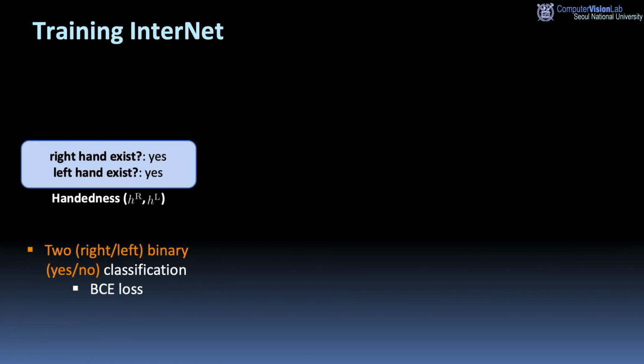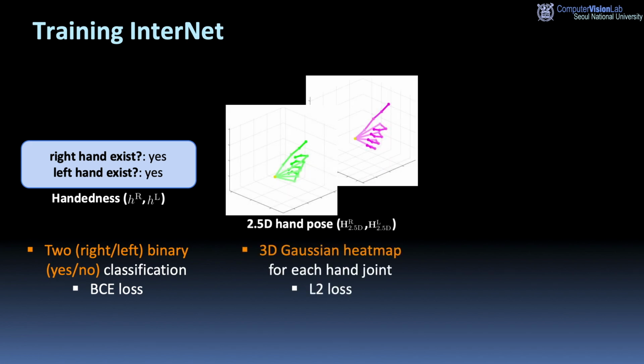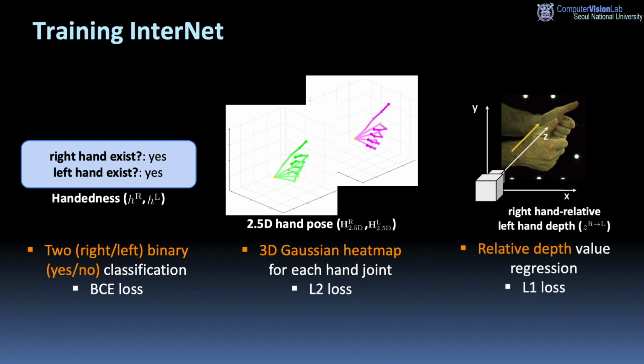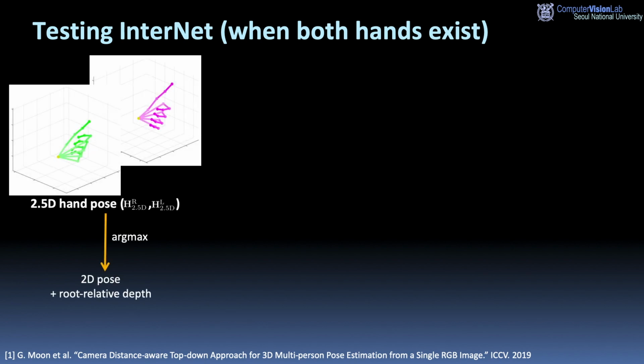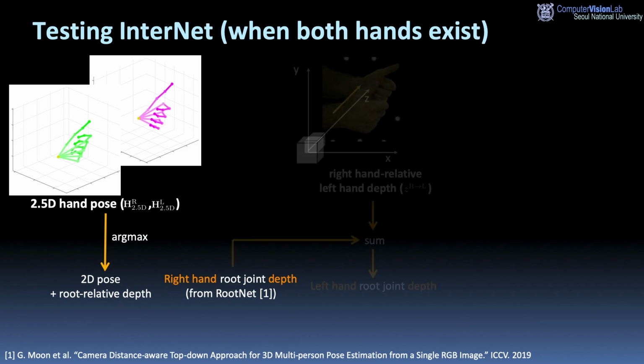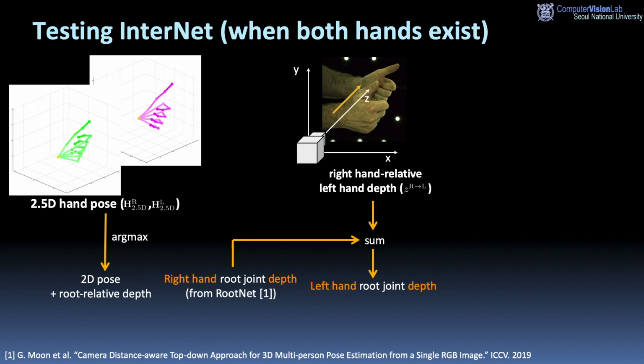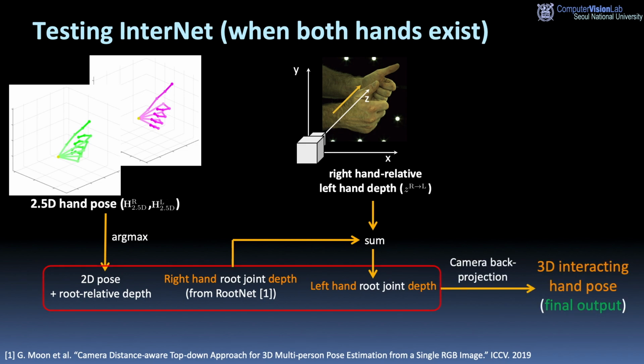To train InterNet, we calculate binary cross entropy loss for the handedness, L2 loss for the 2.5D hand pose, and L1 loss for the relative depths. In the testing stage, we perform argmax on the 2.5D hand pose and obtain the right-hand root joint depth from RootNet, and then obtain the left-hand root joint depth from the relative depth value. We use all these three pieces of information to obtain the 3D interacting hand pose.